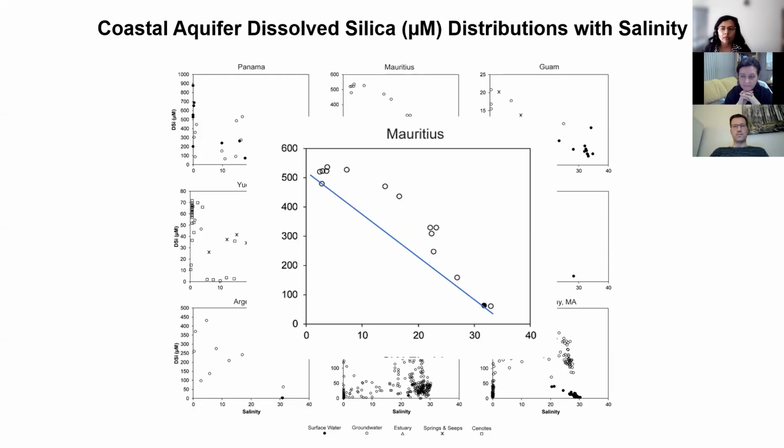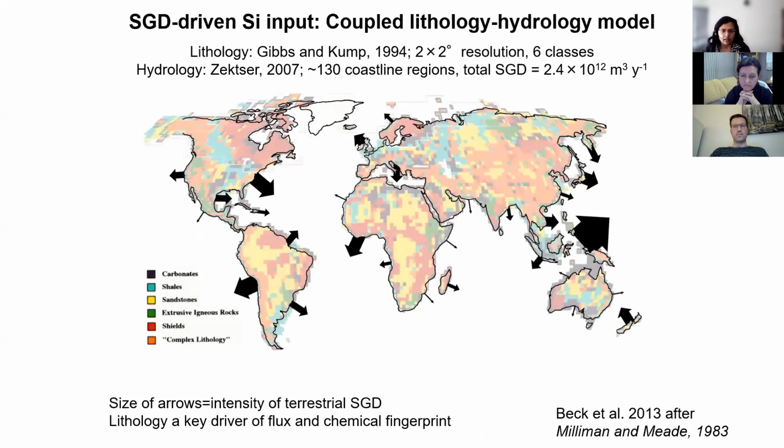So we thought, okay, well, how do we calculate a global supply of this source to the ocean? And we use this coupled lithology hydrology model. So the lithology is taken from Gibbs and Kumpf, and the freshwater, the water fluxes, are taken from Zexter, 2007. And the size of the arrows is the intensity of your terrestrial SGD flux.